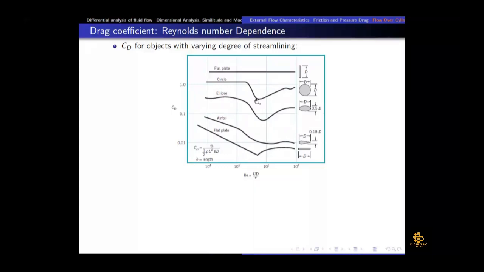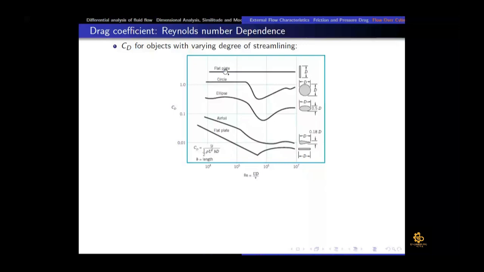And then if it is a spherical or some kind of elliptical shape, you can see that there is also a dip. And then we have a streamline body. For the streamline body, interestingly, CD is decreasing, so it means that even in the range of 10 to the power 3 to 10 to the power 5, the total drag force is only a function of Reynolds number linearly, not Reynolds number squared, which would be the case when this is a straight line.